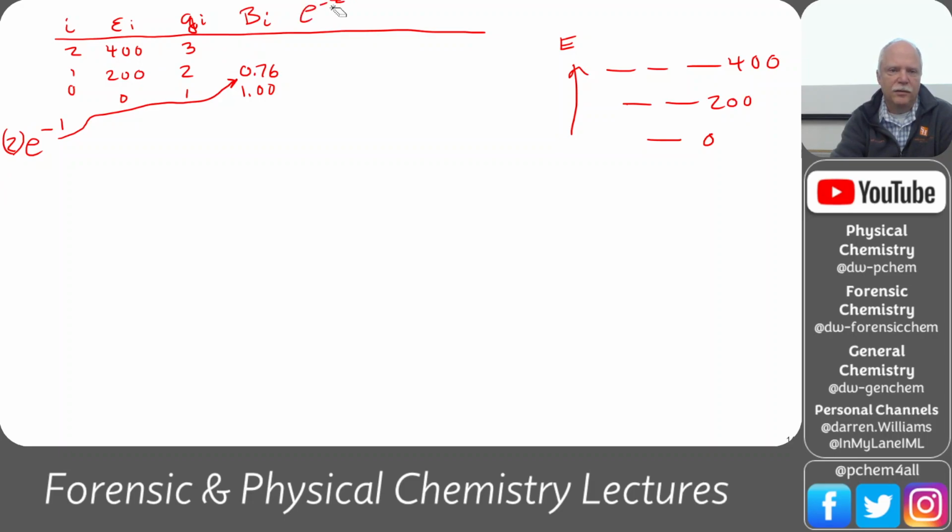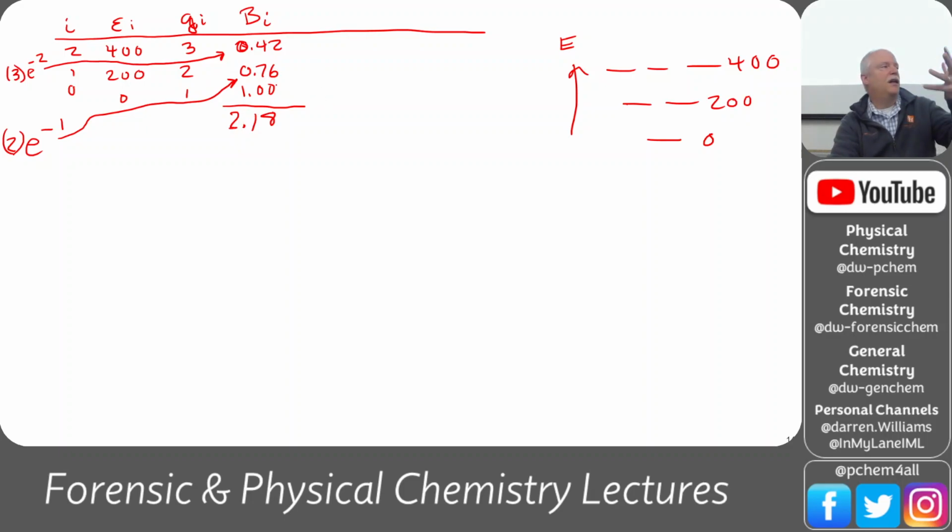Oops, I'm running out of space. Let me erase that. That's this one right here. Was it 0.14? Can you go back and look? It was 0.14 times 3. So what is that one? 0.42? Okay, good job. Okay, let's add those up. So our Q is 1 plus 0.76 plus 0.42, which is 2.18.